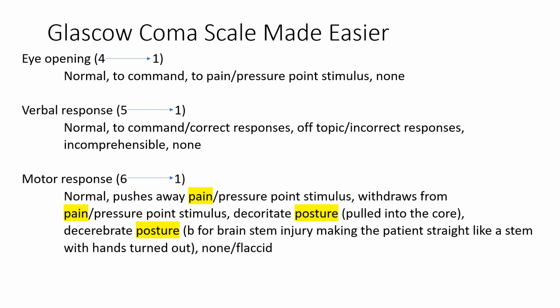And that starts to make the patient appear more like straight like a stem in the bed with their hands turned out. And then of course those postures are higher numbers than just no posturing at all or being flaccid in the bed. So hopefully that helps. Another little trick is to remember that if your patient scores 9 or above, 9 is fine. And if they score 8 or below, 8 intubate. Hopefully that helps you with their Glasgow Coma Scale.